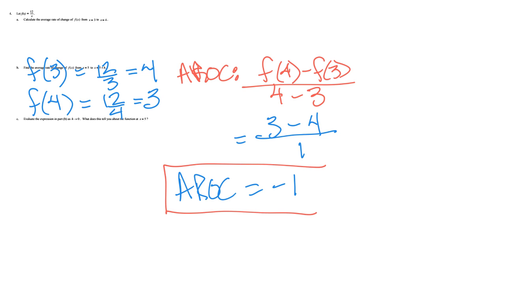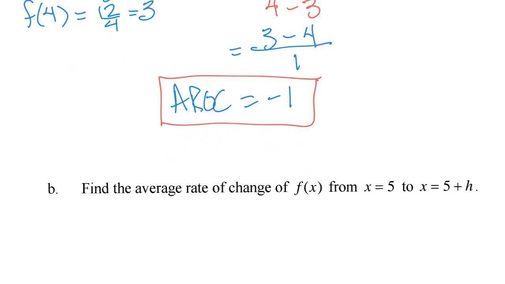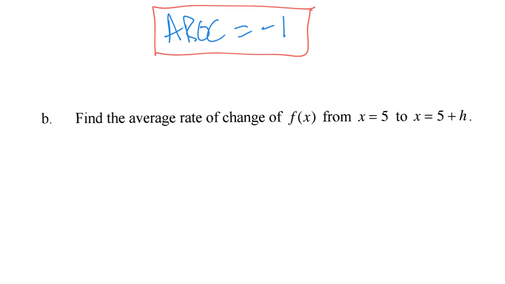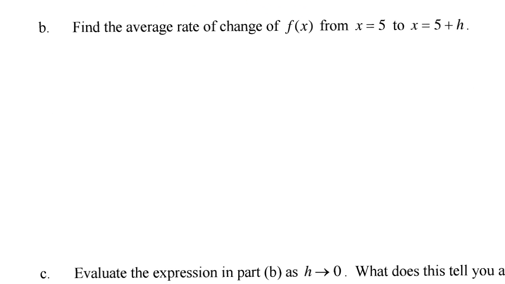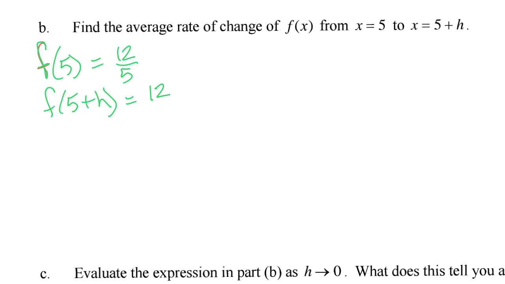Okay, moving on to part B. It says let's find the average rate of change from 5 to 5 plus h. So again, we will find our f of 5, which is 12 over 5, and f of 5 plus h, which is 12 over 5 plus h.